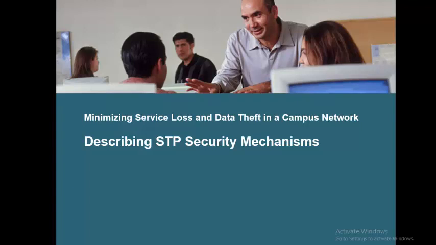Everyone knows that spanning tree uses priority and the MAC address. What if someone brings a switch with low priority and low MAC address? They can become a root switch. That someone can become a root switch, which is dangerous. We don't have authentication in spanning tree.